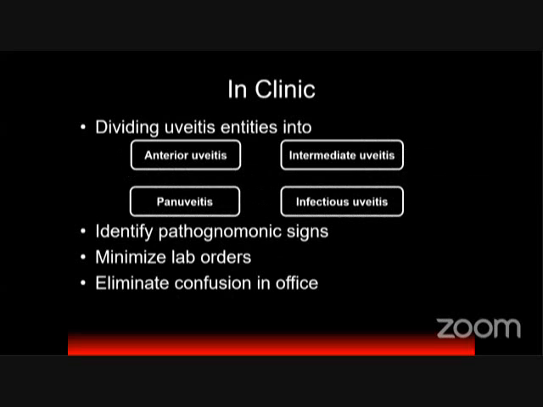So what we're trying to do is divide the uveitis entities as much as we can into anterior, intermediate, panuveitis, and infectious uveitis. Why do we do that? In order to identify the pathognomonic signs and to minimize the lab orders and eliminate confusion in the office. The thing is not to completely not order any labs. It is not right. We depend on labs. We do baseline labs in order to follow up the patient.